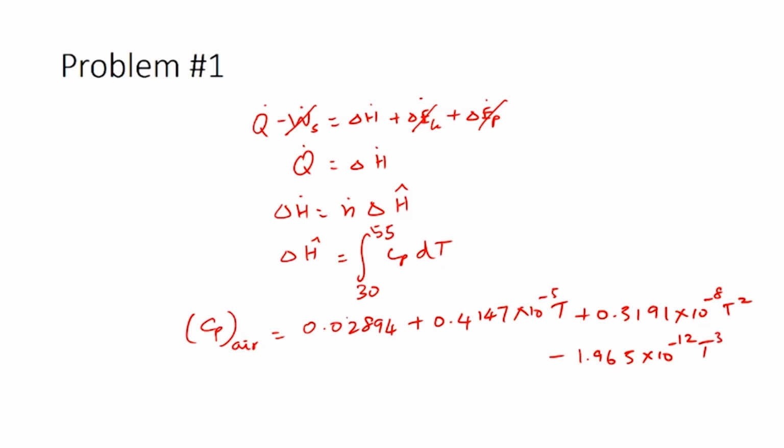So, integrating this Cp from 30 to 55, you would get delta H cap value as 0.728 kilojoules per mole. So, we now have delta H cap. We can calculate Q dot, which is equal to delta H dot, as N dot times delta H cap, which is 670.2 times 0.728.